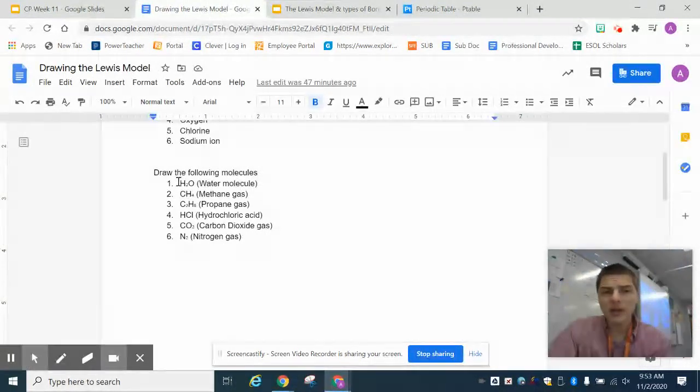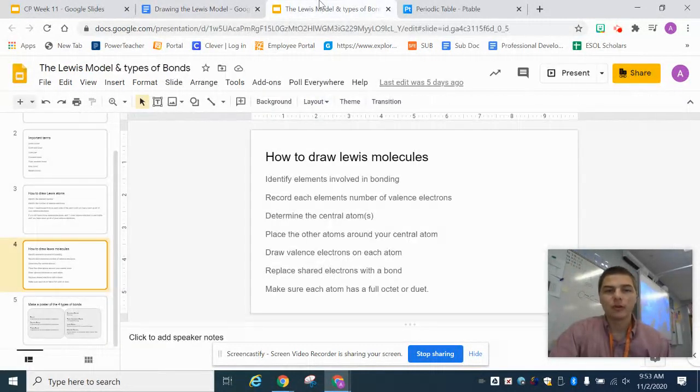In the molecule H2O, or a water molecule, this is the water that you drink, you've got a couple different types of atoms we're working with, oxygen and hydrogen. So the first thing we need to do is identify that, so oxygen, hydrogen. Then we need to record each element's number of valence electrons.